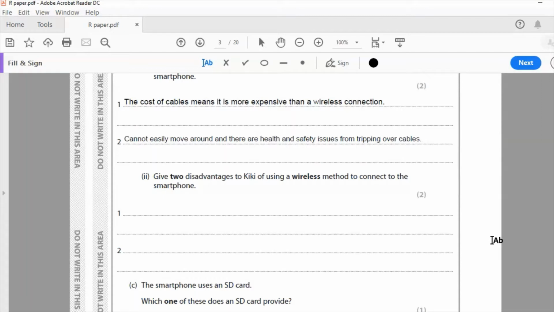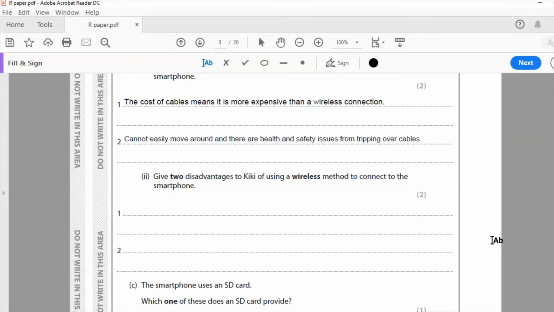And there's 2 for number 2. There's actually 2 there. So I've put you cannot easily move around. That would be 1 mark. Less portability. And there are health and safety issues from tripping over cables. So any one of those gives you an extra mark.